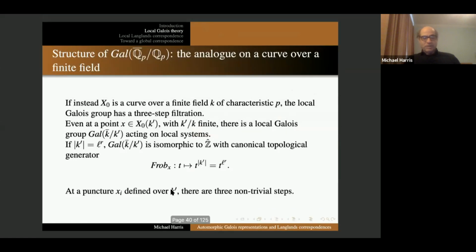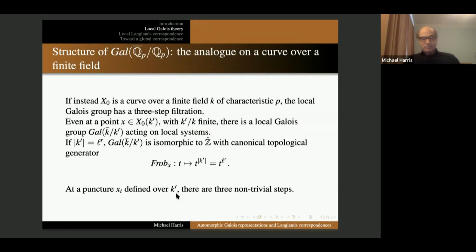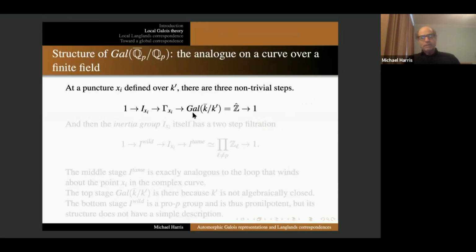Now, at a puncture xi defined over our finite field K prime, there are three non-trivial steps. So here's the Galois group. Let's call it gamma xi. That's the Galois group locally at the field. It maps to the Galois group of the algebraic closure of the field, which we've already seen as Z hat, but it has a kernel.